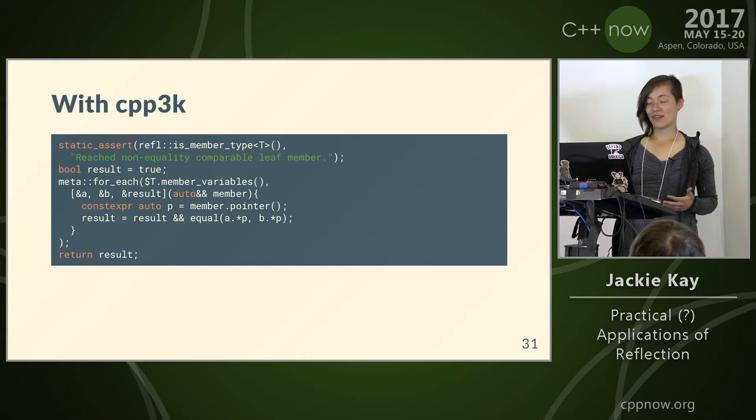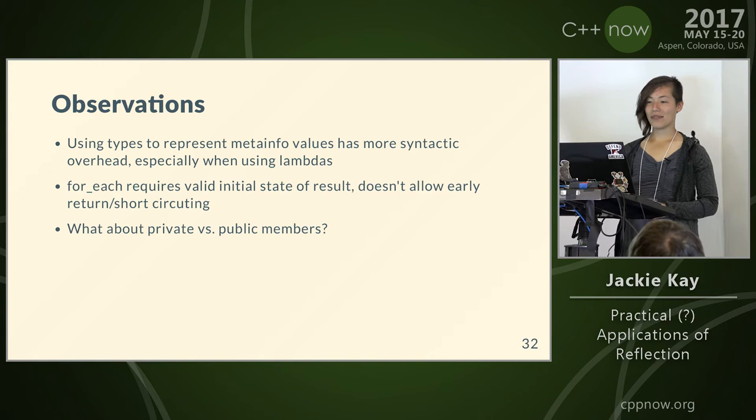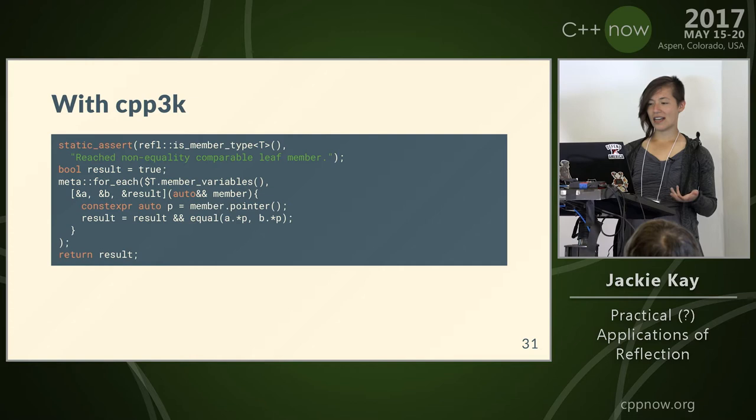It's shorter. They also have a meta for each. Rather than taking a sequence in the angle brackets, it's the first argument, the t.member variables. And it's similar. So, okay, you may have some observations, complaints, whatever. I'll predict them here. Comparing them, you might say, hey, I really like the second implementation a lot better. It's shorter and it looks a little more natural.